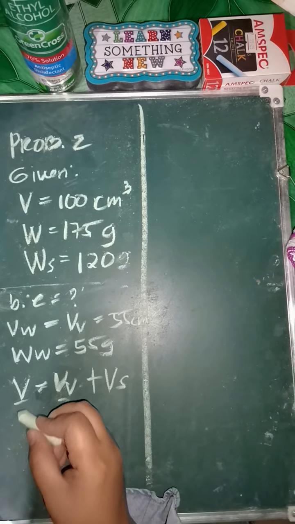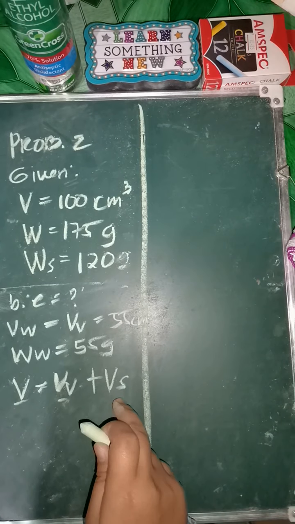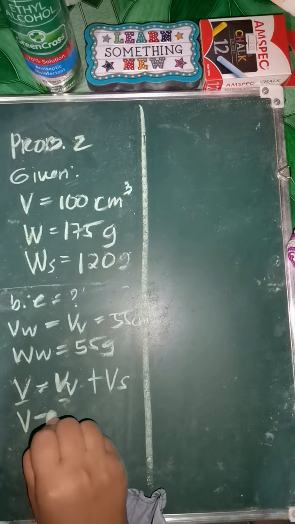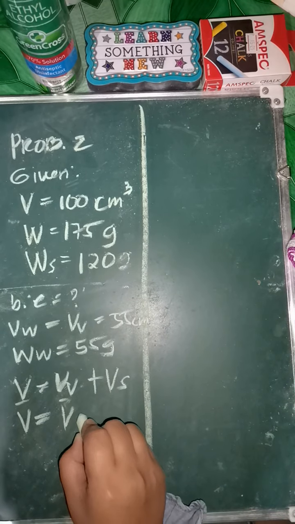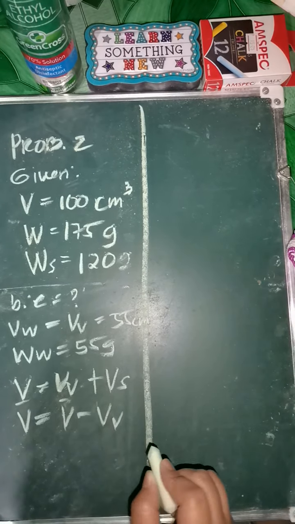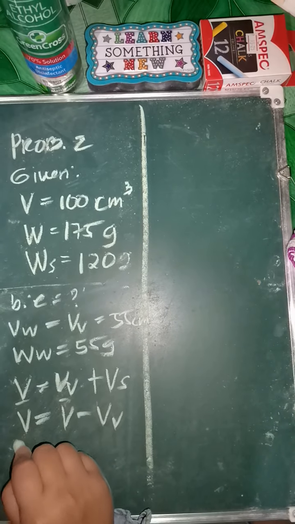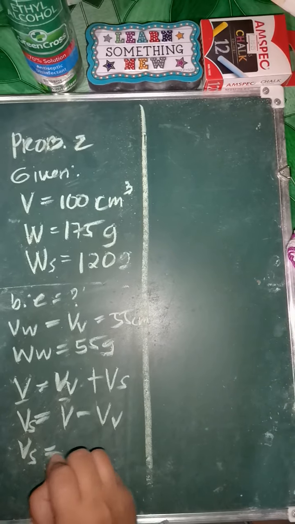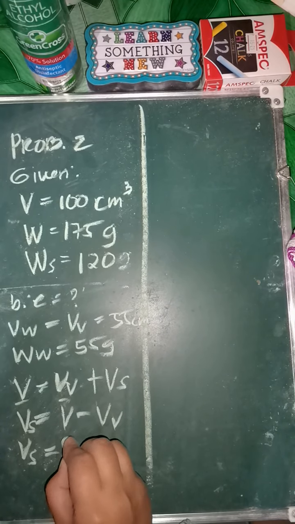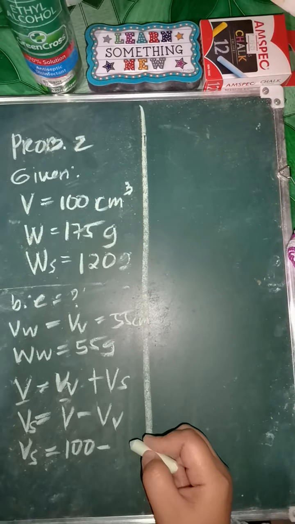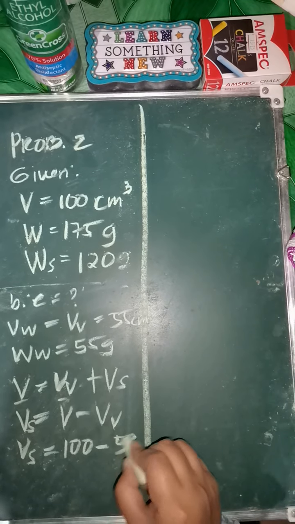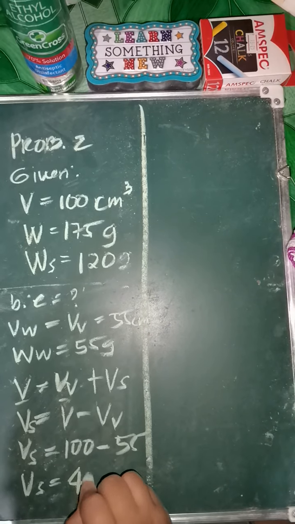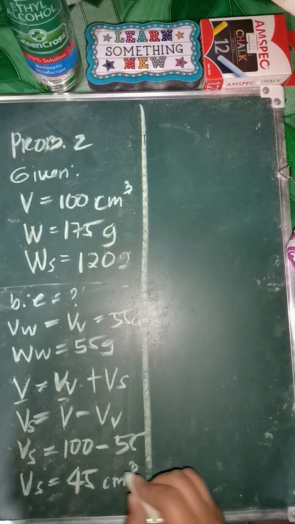Let's solve for the volume of solids. We can use the basic equation for the E. So we have Vs is equals to V minus volume of voids. So we have from the given, this is Vs by the way, Vs equals V that is 100 minus the volume of voids that is 55. So we have volume of solids that is equivalent to 45 cubic centimeter or cc.